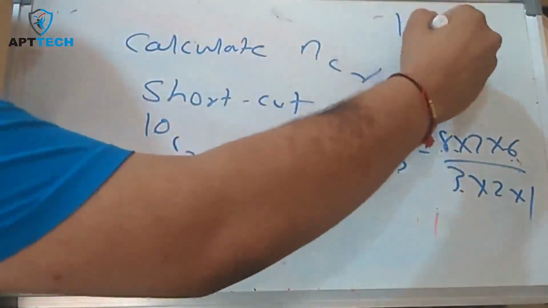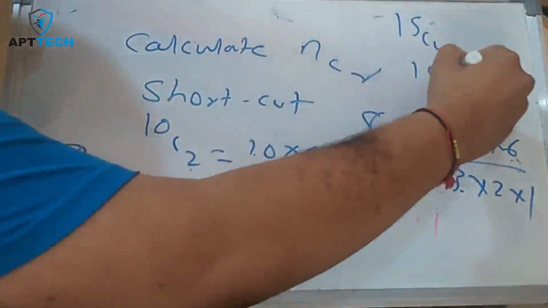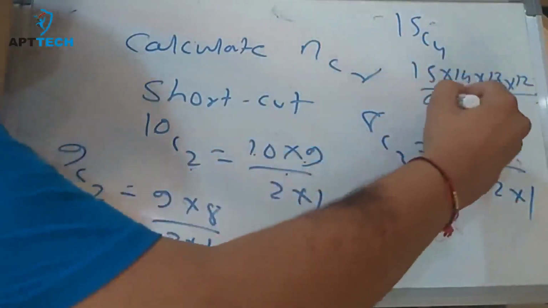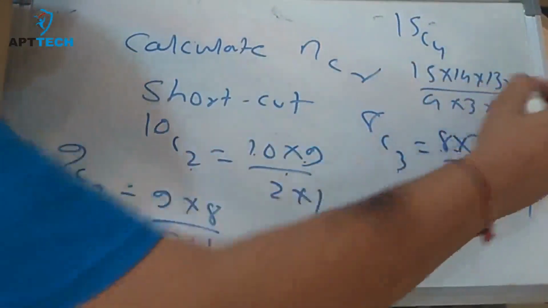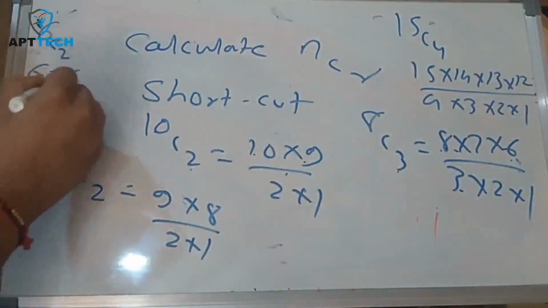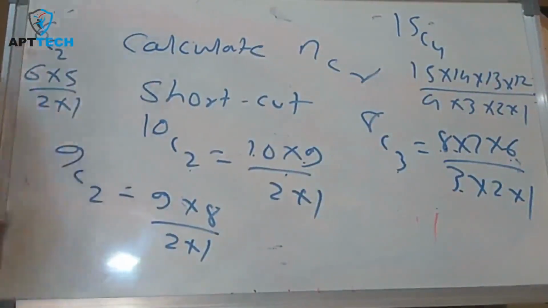Imagine 15C4 comes into the picture: 15 into 14 into 13 into 12 upon 4 into 3 into 2 into 1. Imagine 6C2 comes into the picture: 6 into 5 upon 2 into 1. So this is how calculation of PNC comes into the picture.